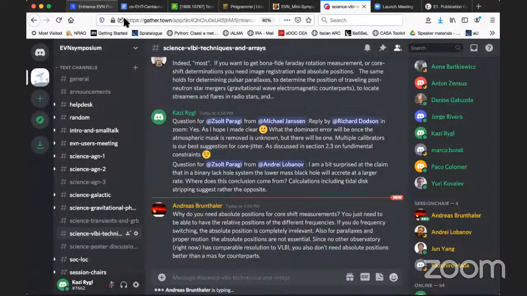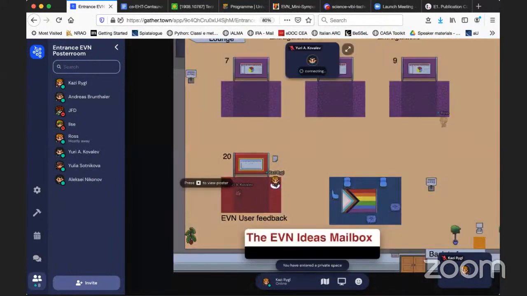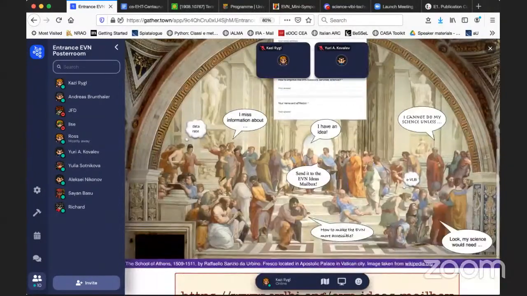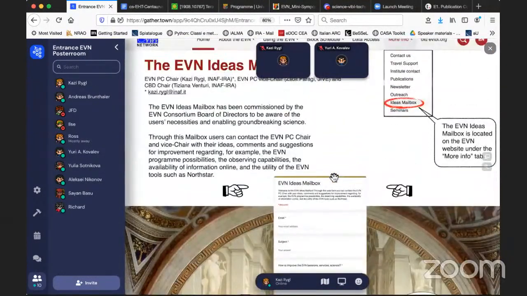So if you go to Gathertown, you will find right here the EVN ideas mailbox poster, right between the entrance and going to the lounge for having a beer. The EVN ideas mailbox is basically that you provide us the information so that we may improve the EVN, have it more user-friendly for you. And that's it. Please leave your ideas in the EVN ideas mailbox accessible at the EVN website.